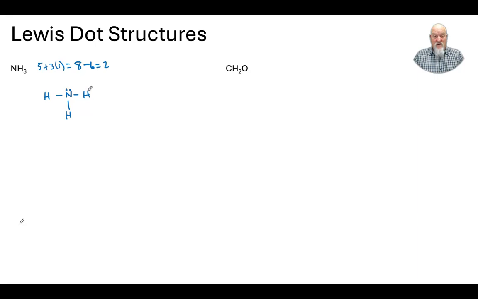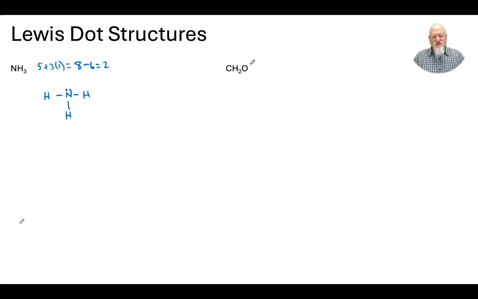We want to check to make sure the central atom has 8 electrons around it, because nitrogen is one that follows the octet rule. It wants 8. So we can see we've got 2 in this bond, 2 in this bond, 2 in that bond. So that's 6 electrons in bonds, and that lone pair is 8. So there's 8 electrons around the nitrogen. So we're done. That NH3 looks like that.